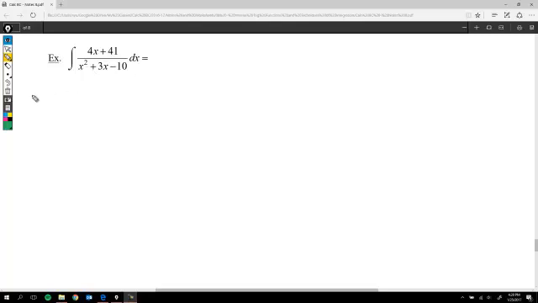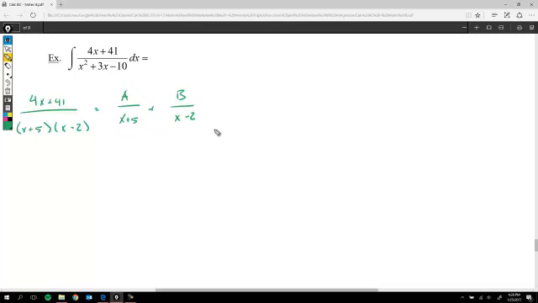So in this case, I have 4x plus 41 divided by, now I'm going to factor the bottom here into x plus 5 and x minus 2. Okay, and what I want to do is split this into A over x plus 5 plus B over x minus 2. I want to split this up because as it is right now, I'm not going to have a whole lot of luck integrating this, but if I can split this into two linear functions, it's very easy to integrate. Both of these would just be natural log. Right, but I just have to figure out what A and B are.